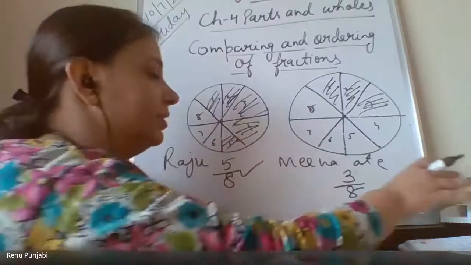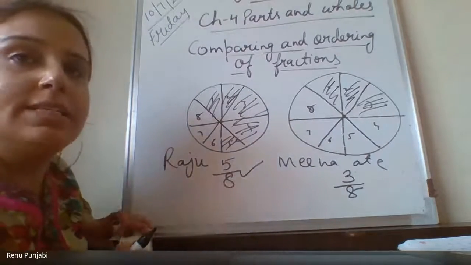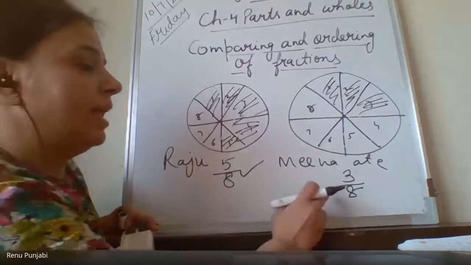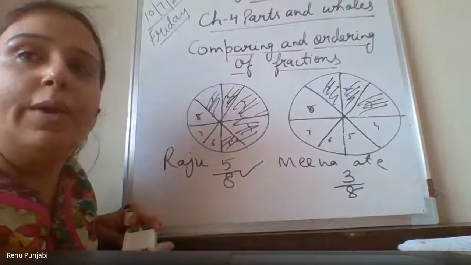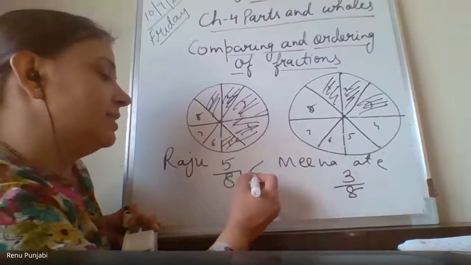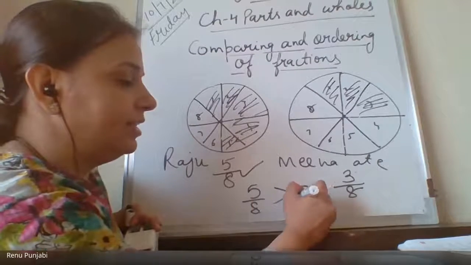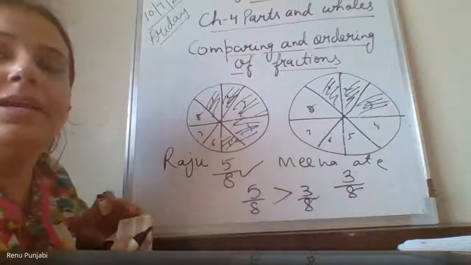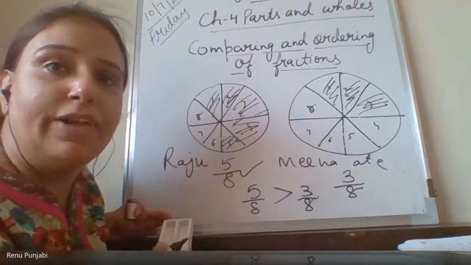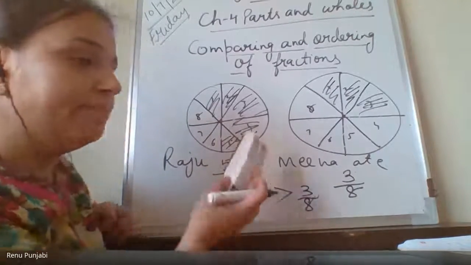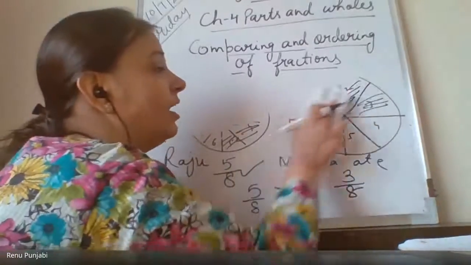Yes, ma'am. Okay. So out of the total 8 parts, Raju ate 5 parts, and out of the total 8 parts, Meena ate 3 parts. So Raju ate more parts. So we can say that the fraction 5/8 is greater than 3/8. This way we compare like fractions. Like fractions means the denominator is same. Now go to the next, which are unlike fractions.